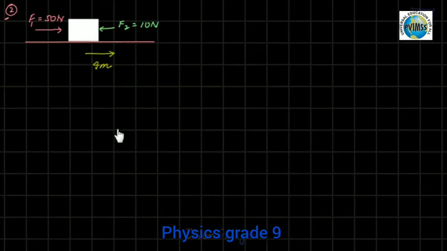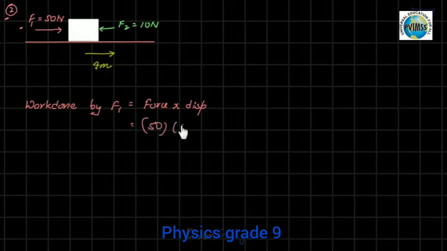Now we will find out the work done by both these forces. Let's find the work done by F1. Work done by F1 equals force into displacement. So 50 Newton is the force, 50 Newton into 4 meter, which is equal to 200 Newton meter. Now come to F2, that is, work done by F2 equals force into displacement.